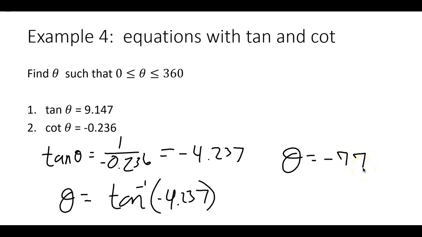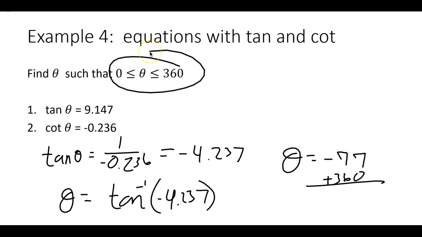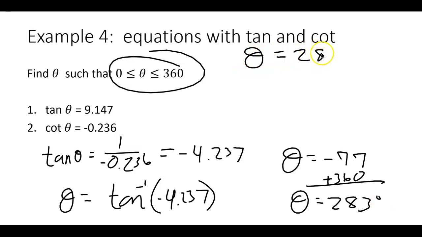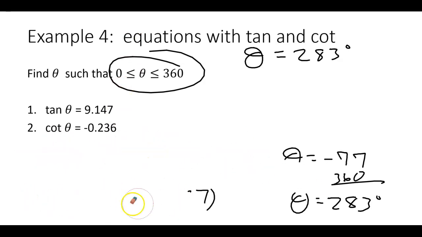Now, we don't like negatives, so we're going to add 360 to that, just like we did with secant and cosecant. We don't like negative angles as our answer because we want our answer to be between 0 and 360. So I'm going to add 360 to that to get the coterminal for it, which is 283 degrees. Okay, so there's my first answer, 283 degrees. All right, let's go ahead and move on to the next step, which is to sketch that angle.